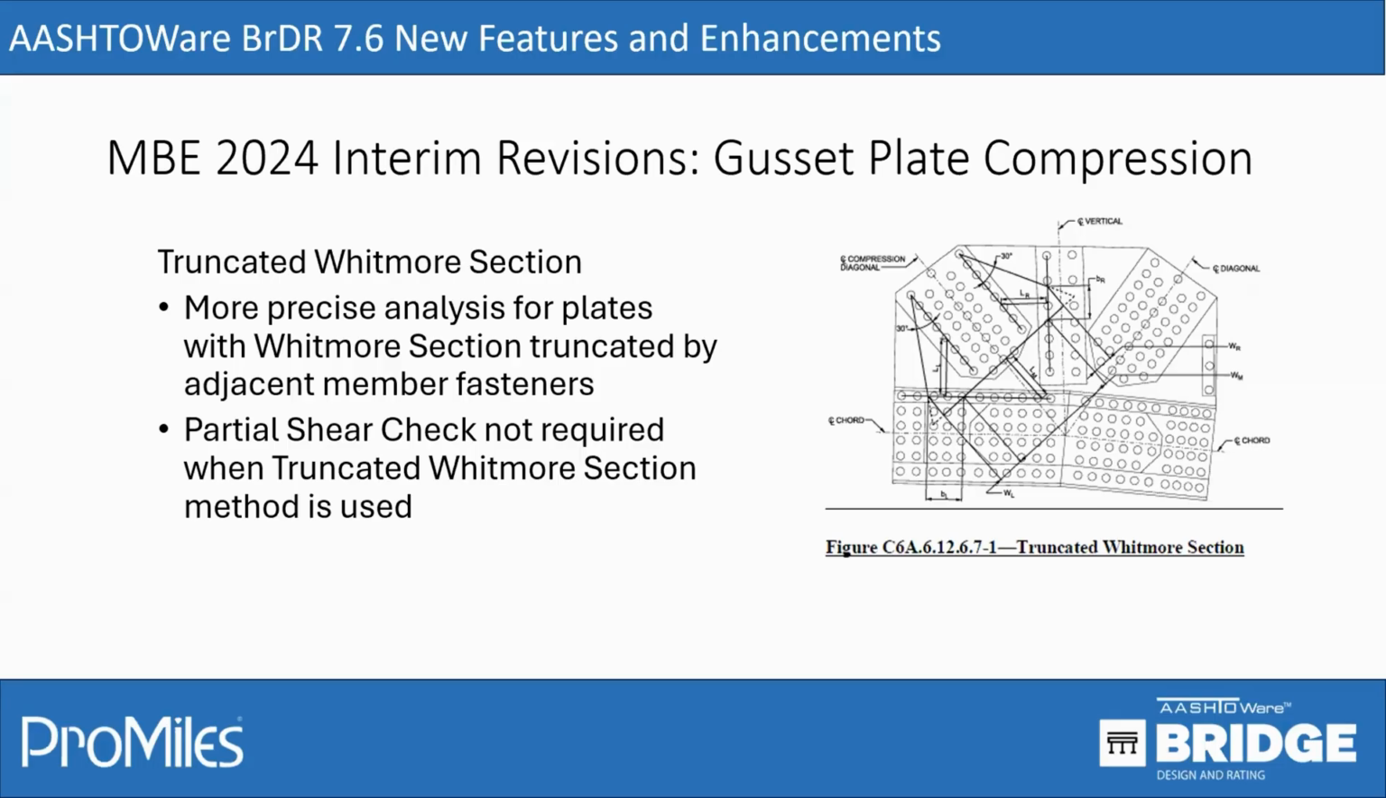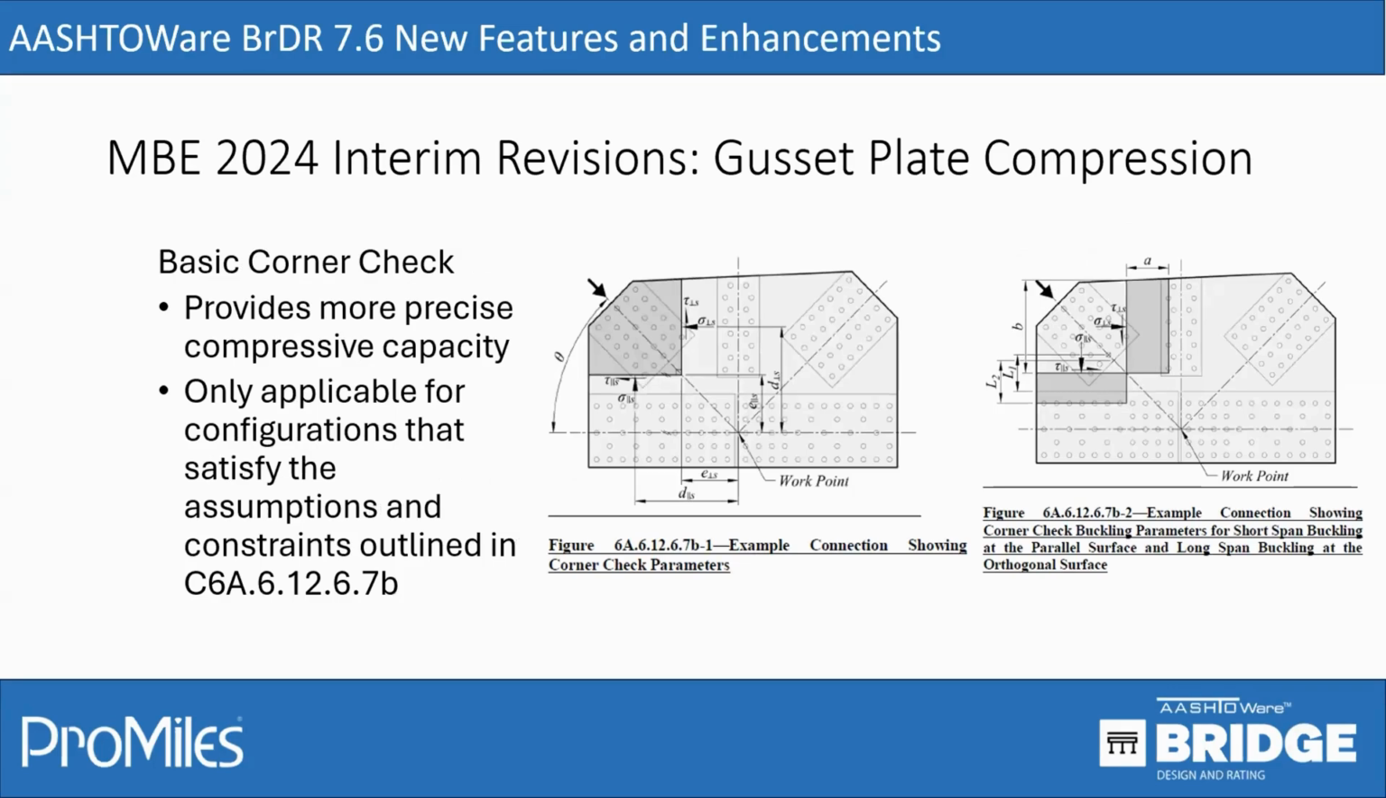So this one here is for a truncated Whitmore section. And then the second method that's introduced is the basic corner check method. So both of these methods can provide a little bit more of a precise evaluation of the compressive capacity, but there are parameters of applicability for these. And so it is important to just make sure to review the specifications and the information and make sure that these methods are actually appropriate for that structure.